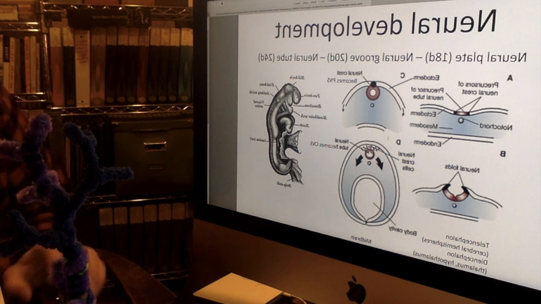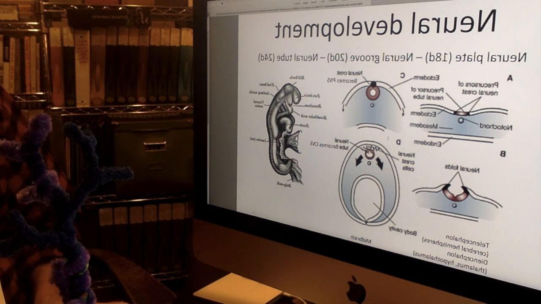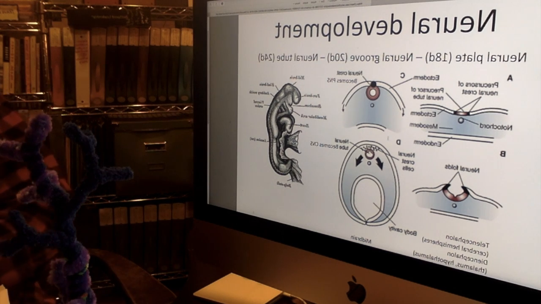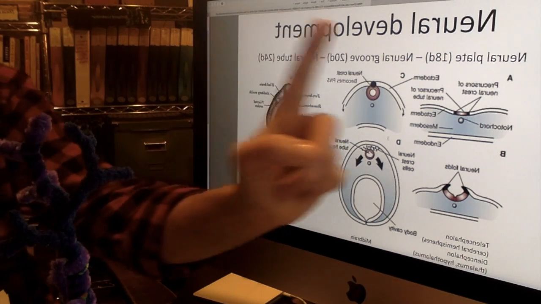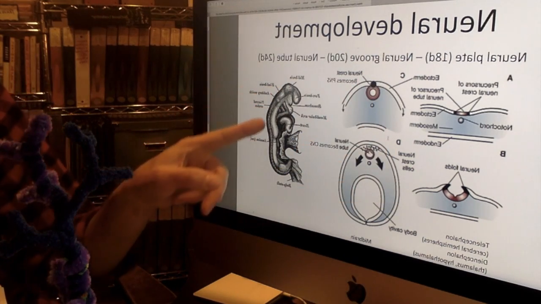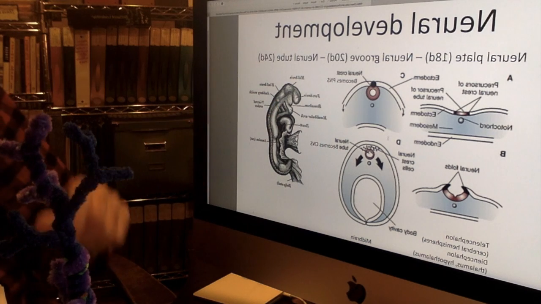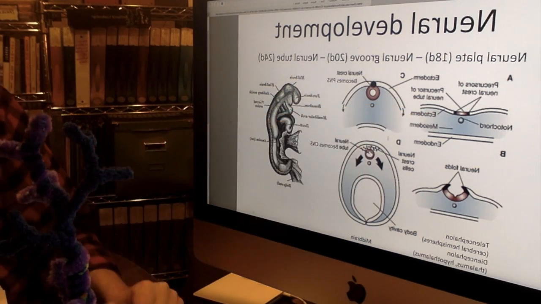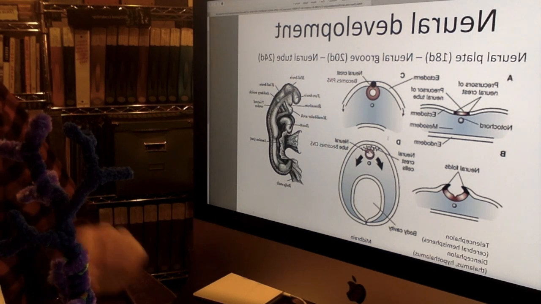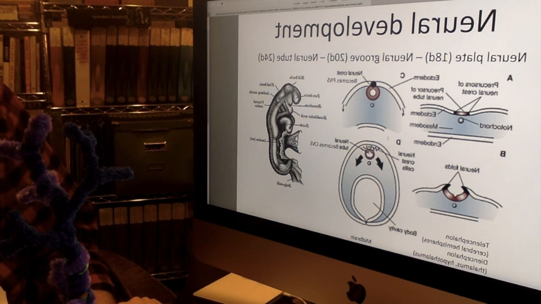So in response to chemical signals from the underlying midline mesoderm, this longitudinal band of ectoderm, this band that extends all the way to the front of the embryo and all the way to the back, along the back of the developing embryo like this, will thicken, and it forms what we call the neural plate. This is quite a ways further on than what we're looking at right over here.